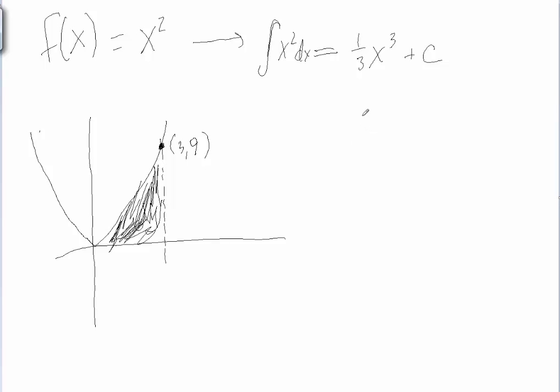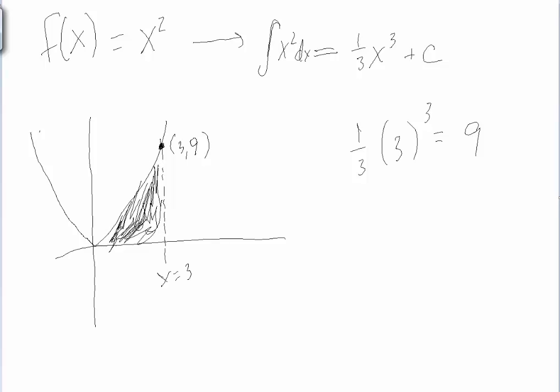Based on what we've found so far, it would seem as if, taking a value of x equals 3, the area under this curve between 0 and 3 should be 1/3 times x cubed, or 9. Well, how are we going to figure out whether that area is actually 9? We can't very well. It's got curves.